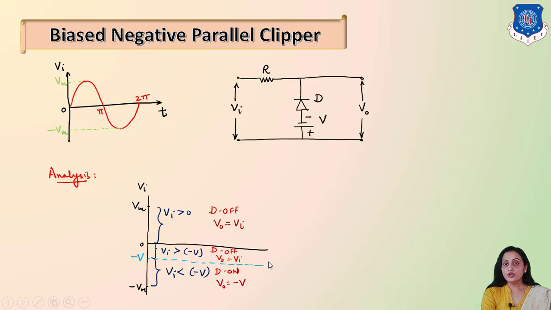Now if input voltage is less than minus V, you will see over here the anode is connected to minus V, and if the cathode is connected to less than this minus V, that means we can say the diode is in forward bias and the diode is on. The diode will act as a closed switch. As we are considering the ideal diode, there is no drop across the diode and the output voltage is equal to minus V. That we will see in detail by plotting the equivalent circuit.